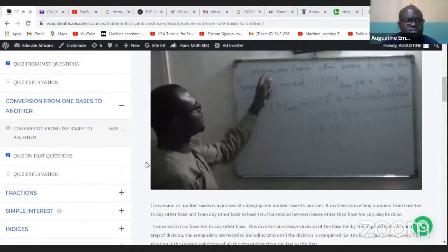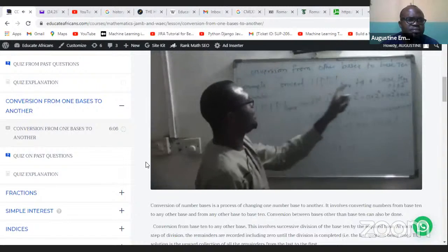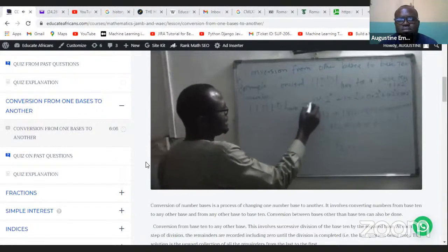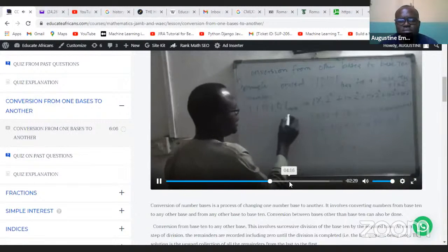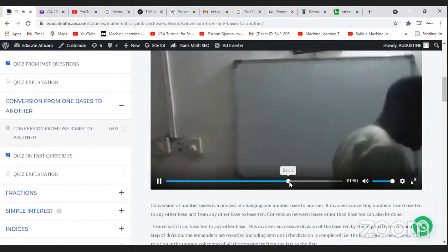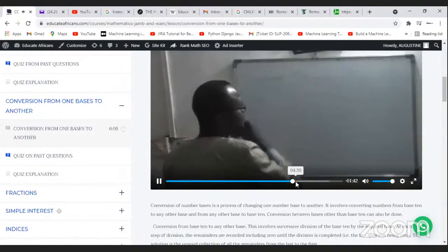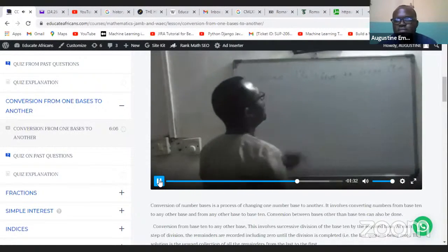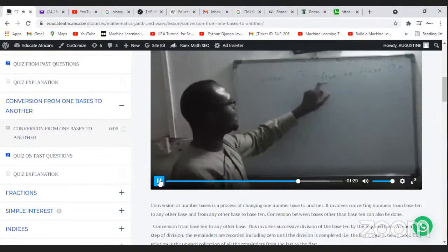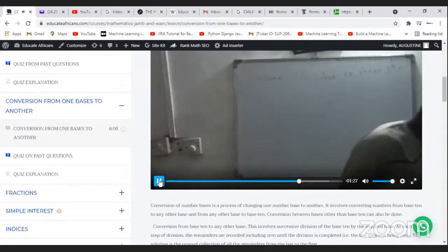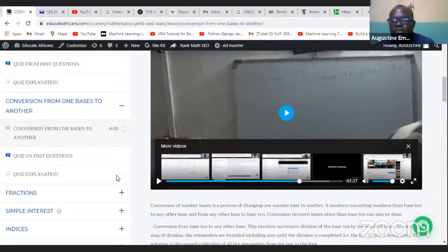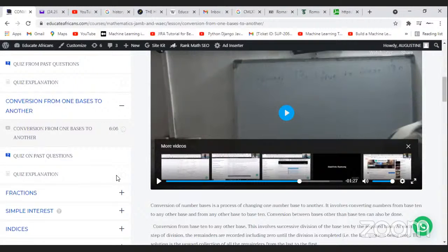So whenever you want to convert from another base to base 10, you just take the numbers one after the other. Now, 1, 3, 4 in base 5 to base 10. Can somebody try this one? Can somebody quickly try it?